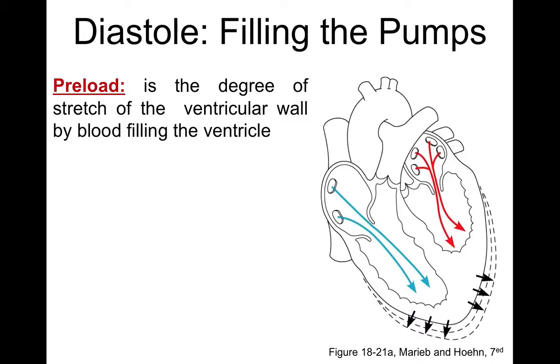Now let's look at a few other things related to heart function. First of all, let's talk about preload. During diastole is when the heart is relaxed, and this is when the heart is filling with blood. Hopefully you can remember that from the last lecture. Now preload is the degree of stretch on the ventricular wall by the blood filling the ventricle.